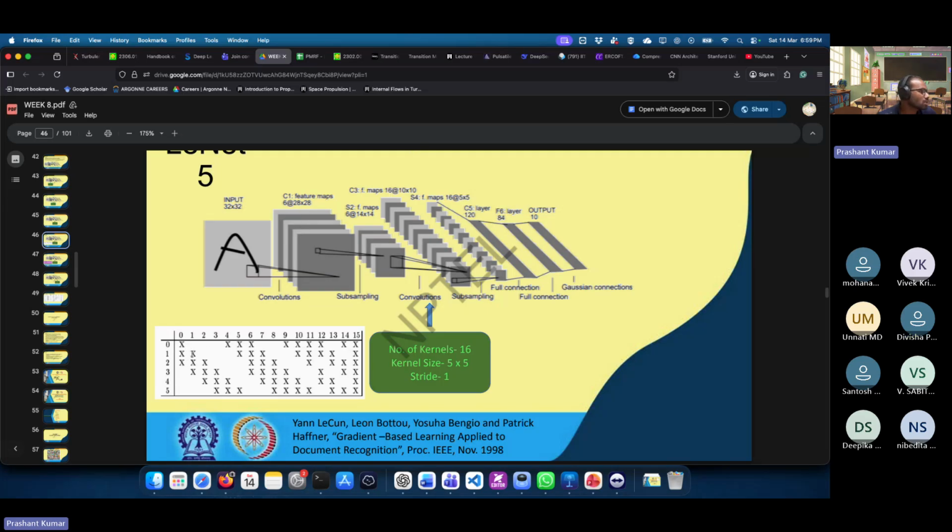Similarly, I will take the second, third, and fourth. I will do the convolution for the second, the third, and the fourth. And then I will take the average of those, and I will call this the second output of this convolution layer.